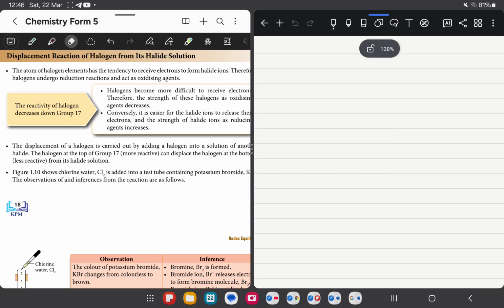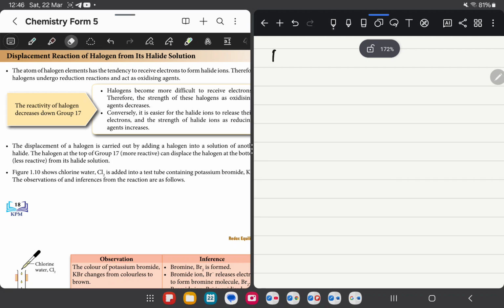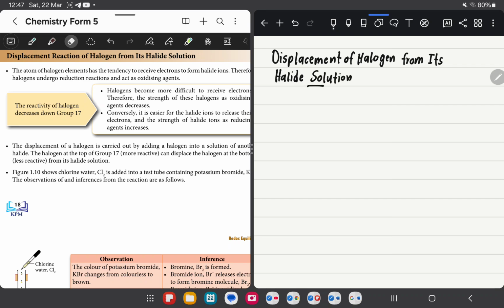First thing first, before this we already learned about displacement of metal from its salt solution, correct? So today we are going to learn displacement of halogen from its halide solution. This is a crucial subtopic which many of you say is harder, but it's not hard, you just must understand the concept.